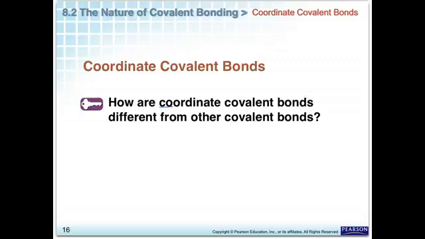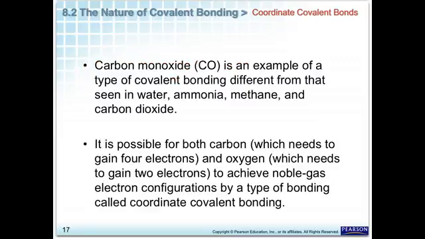Next, we'll talk about a coordinate covalent bond and how it's a little bit different from a regular covalent bond. The example we're going to look at is carbon monoxide, just 1 carbon and 1 oxygen, which has a little different kind of covalent bonding than we saw in the other examples. In this situation, carbon needs to gain 4 electrons and oxygen only needs to gain 2 electrons. So we're not even up there, and we only have one oxygen, so we've got to do something a little different.